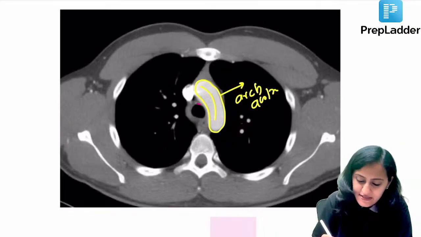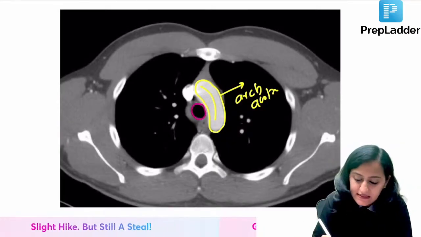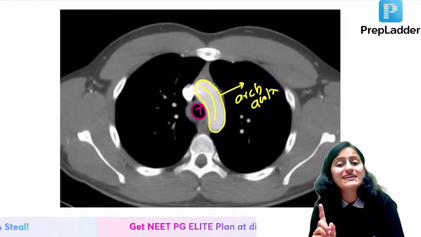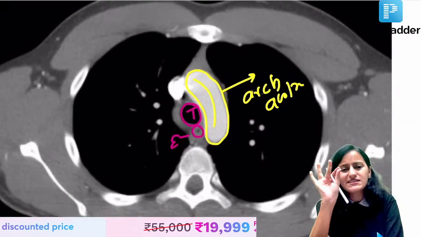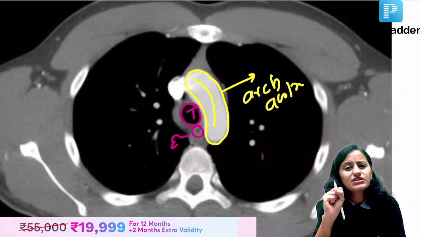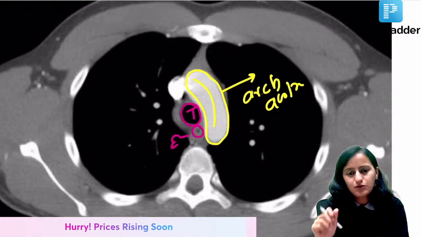And what is this structure here? Jet black air containing in the middle. It's only the one structure. This is trachea. This is not esophagus. Esophagus is going to be behind, right? A small air speck is visible. Esophagus is generally collapsed. It is not distended with air like trachea. Okay, it is generally collapsed.